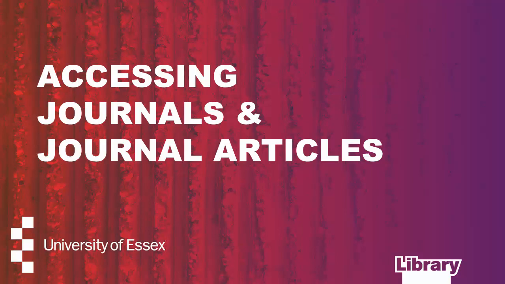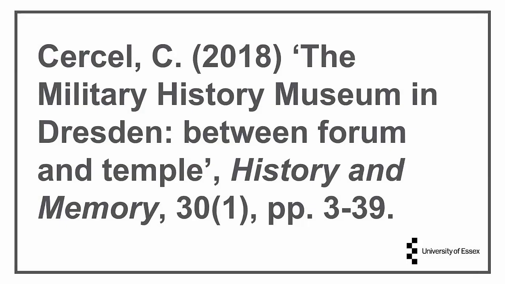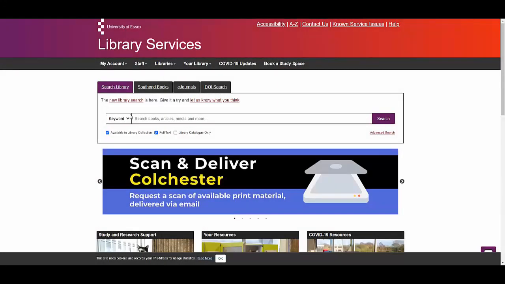This video is going to demonstrate how to access journals and journal articles through the library. First, we will look at how to access the full text of a specific journal article. You may have a reference that looks a bit like this one for a journal article, so how do you actually find it? When searching for a journal article, you can simply search for the title of that article in the main library search. So I'm going to search for this article now.